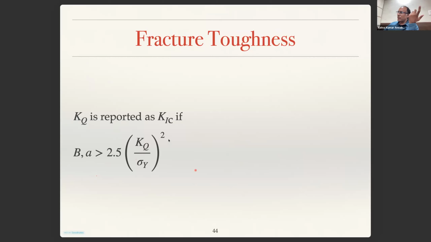If you know the material's K1C, then you can actually compute A to be a little larger than required, so that there is no plastic deformation whatsoever possible, so as to make this KQ purely elastic fracture toughness. Okay, is that clear?